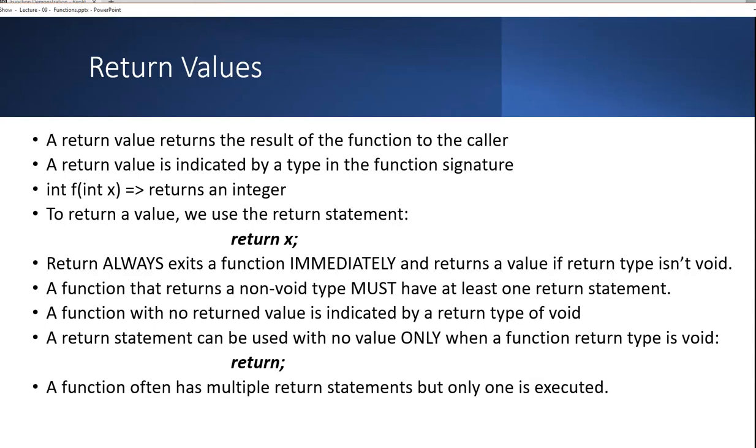A function doesn't have to return anything if it is void. A function often has multiple return statements, but only one is executed. For example, they're bracketed by if statements. One must be executed, though, so you've got to make sure that in every case there is a resulting return.